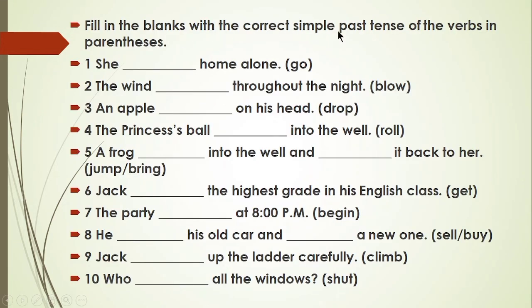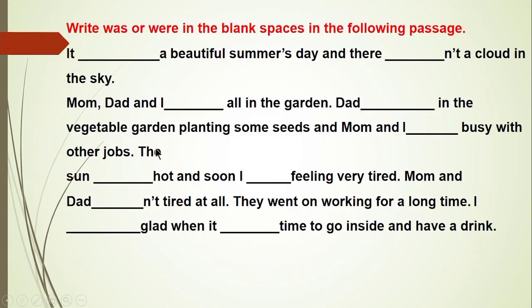Fill in the blanks with the correct simple past tense of the verbs in the parentheses. She dash home alone. So she went home alone. The wind blew throughout the night. Blow, blew, and blown. An apple dropped on his head. Dropped, second form. Complete the rest of the sentences yourselves.